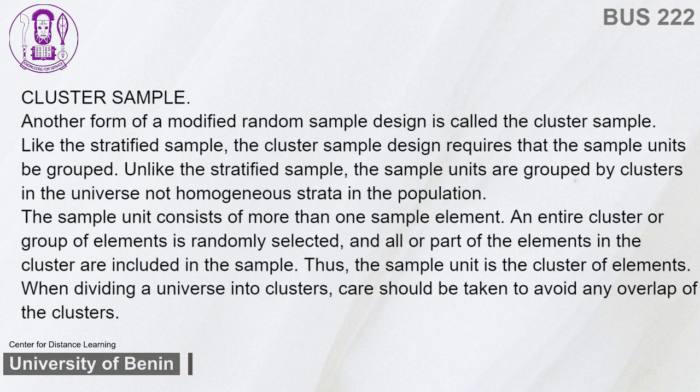Cluster sample. Another form of a modified random sample design is called the cluster sample. Like the stratified sample, the cluster sample design requires that the sample units be grouped. Unlike the stratified sample, the sample units are grouped by clusters in the universe, not homogeneous strata in the population. The sample unit consists of more than one sample element. An entire cluster or group of elements is randomly selected, and all or part of the elements in the cluster are included in the sample.